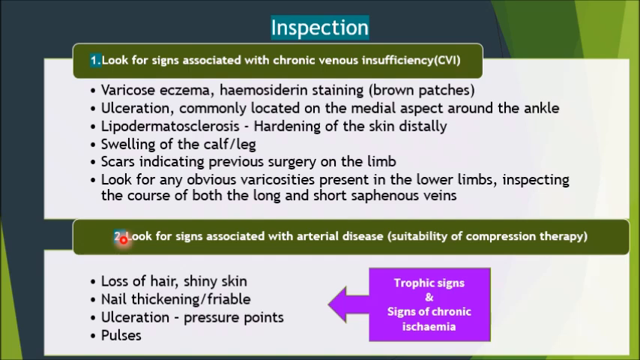And signs of arterial disease involve loss of hair, shiny skin, tapering toes, nail thickening and friable nails, ulceration, especially over pressure points, and decrease or absence of peripheral pulses. These features are known as trophic signs, and these are signs of chronic ischemia of the lower limb.